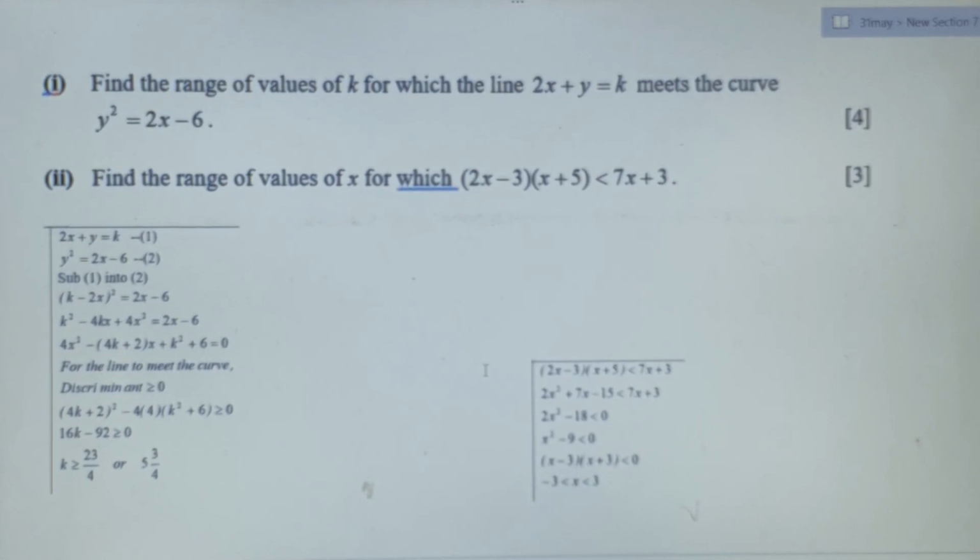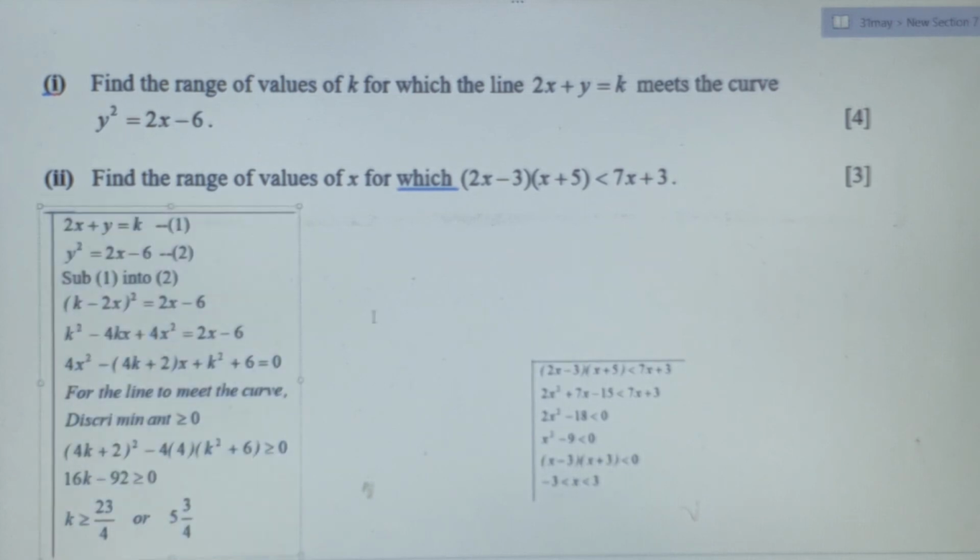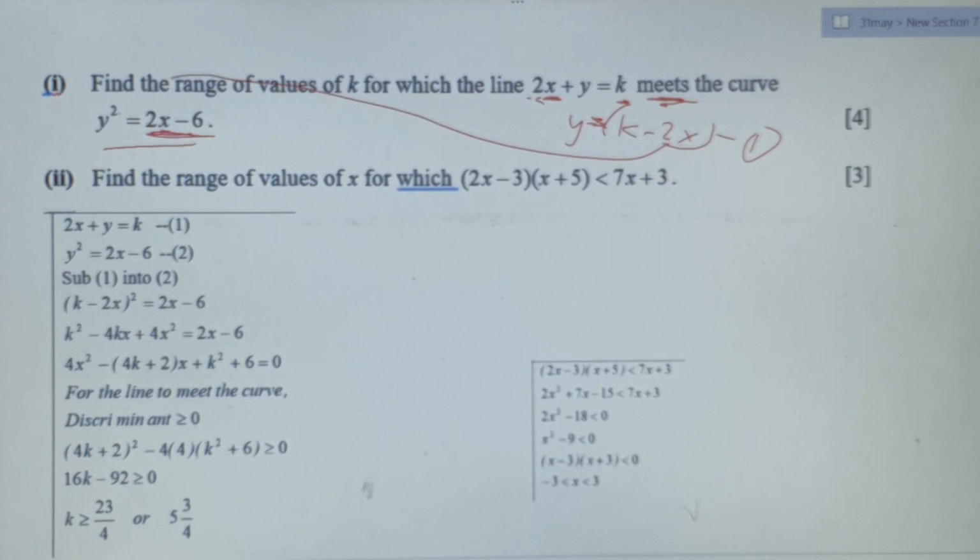Now this fella, the next type of question, find the range of values for which this one meets. Just now we already revised, right? This one meets this one. So what must you do? You must change all to an equation containing only x and numbers. This one is okay. This one not okay. This one okay. This one okay. This one cannot. So you need to change this to this. So you call this equation 1. And then you sub inside here. Then you can get the answer already.